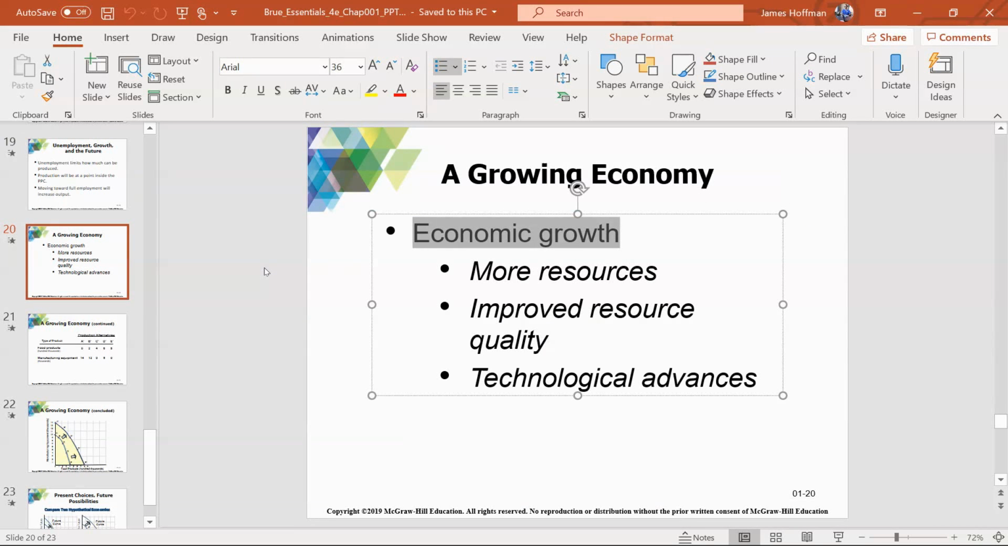Okay, so if you have any kind of growth, economic growth, there's more resources. Another example is improved resource quality, or if you have a technological advance, some kind of boom in technology. Any of those things would boost the curve out, and in the next couple slides, I'll show you an increase or economic growth in this model, and it's an outward shift or a rightward shift of the previous curve.